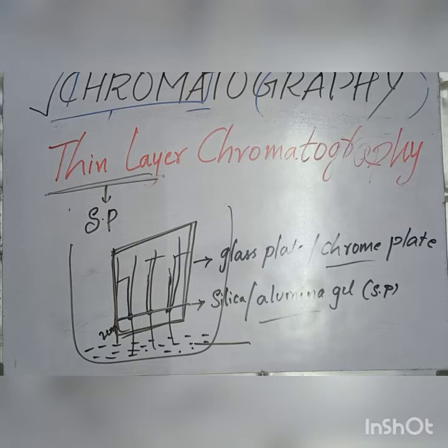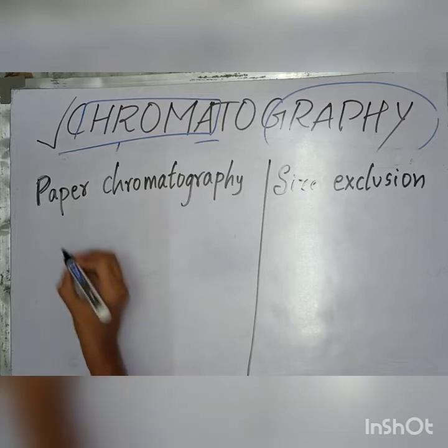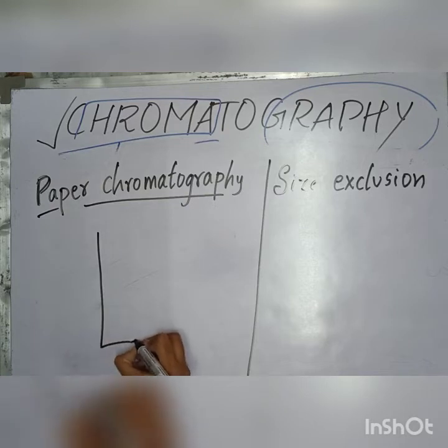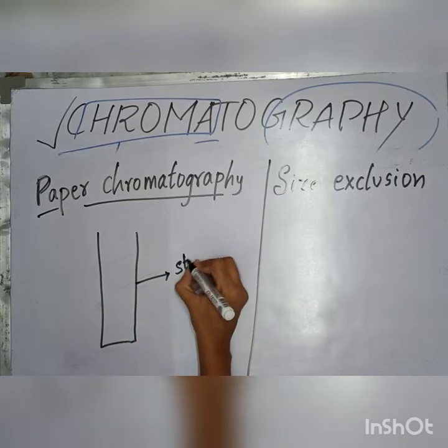Now going to the next type of chromatography, which is paper chromatography. I think you all know well about paper chromatography. It is very simple. All the chromatographies are very simple. You just need to understand what the stationary phase is, what the mobile phase is, and what the procedure is. In paper chromatography, a paper strip is taken, and this paper strip will act as a stationary phase.